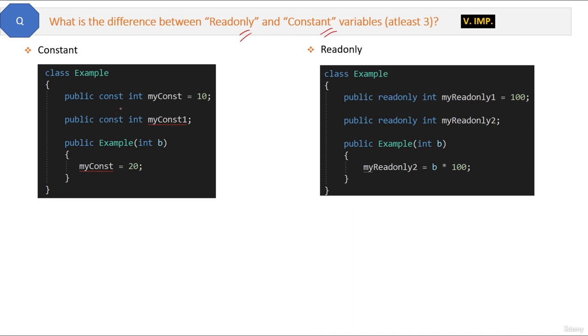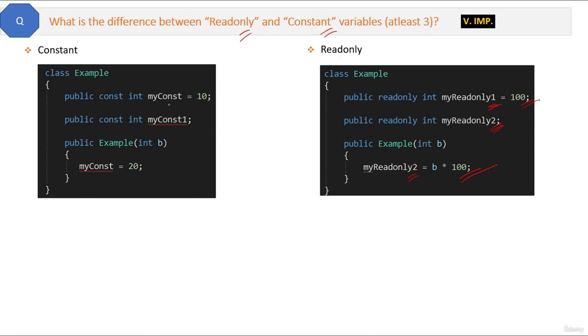By using readonly fields, we can assign values in the declaration as well as in the constructor. You can see here we have assigned the value of the myReadonly1 variable as 100. And then for myReadonly2, we just declared it, and then we are assigning its value inside the constructor. So this is readonly. Assigning the value in the constructor is completely fine with readonly.